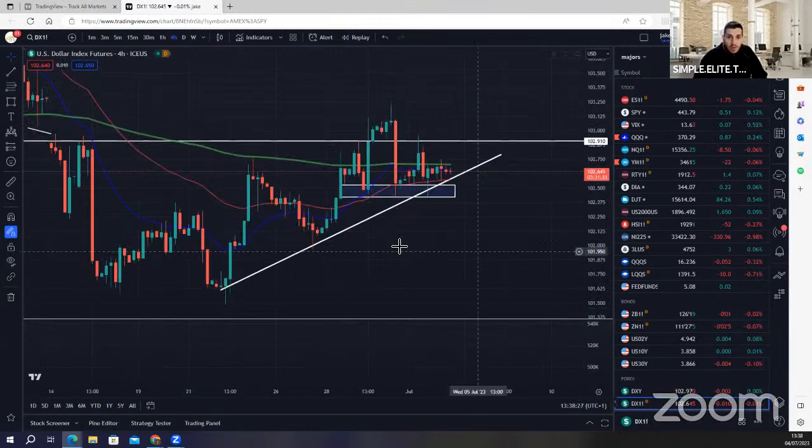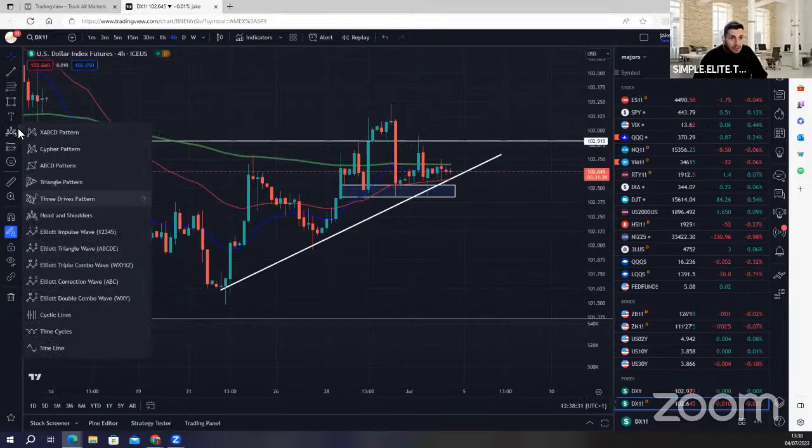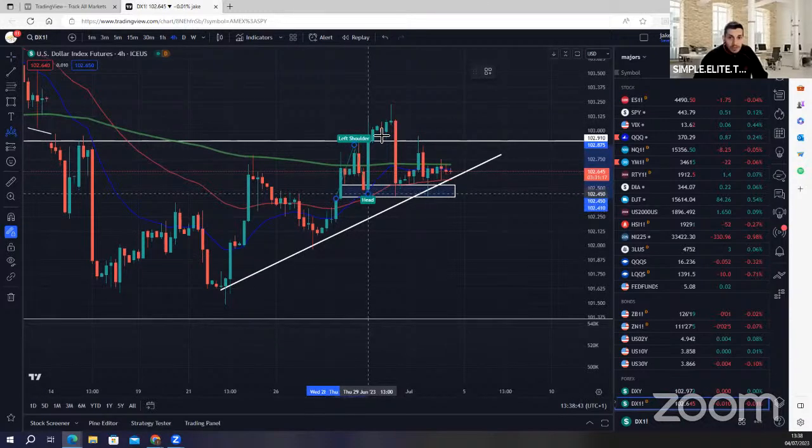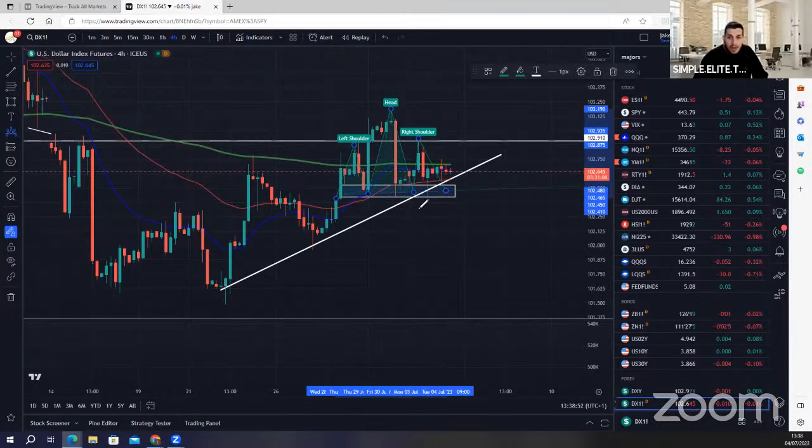I want to see the 4 hour, I can show you what I want to see. So if you go on the left hand side, we have all these tools, and there is a pattern section where you can choose. I can see there is a head and shoulders pattern forming here. So this left shoulder, head, right shoulder. So I give you the neckline here, and I want to see this breaking and a retest to be on the short side.